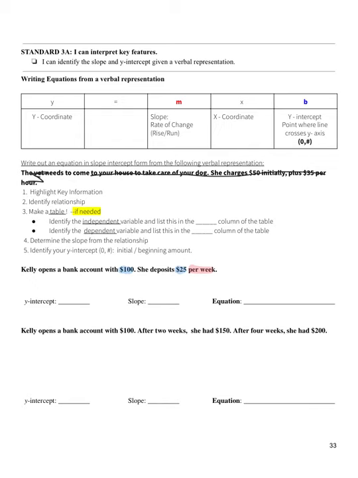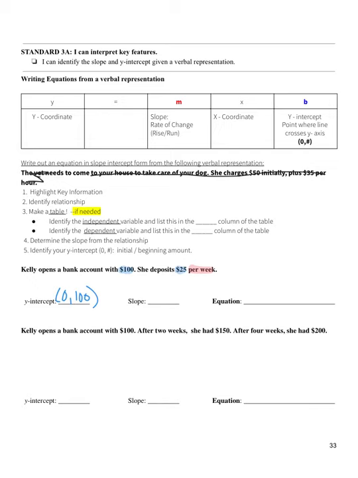My next step is to determine if I need to make a table. We only need to make a table if it gives us more than one comparison. But if it already tells you what it is every week or per day, then you don't have to make a table. So if I look right here, she opens a bank account with $100, so I know my starting point, that's my y-intercept 0, 100, and then it says she deposits $25 per week.